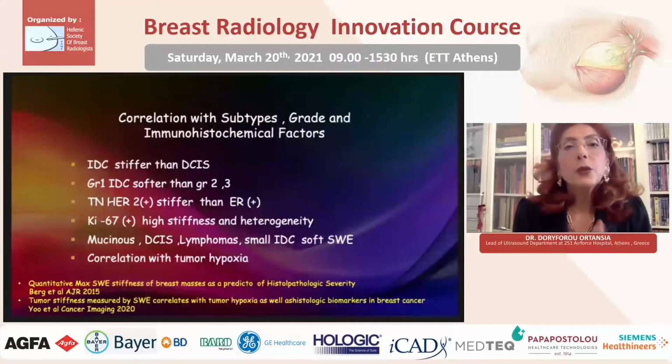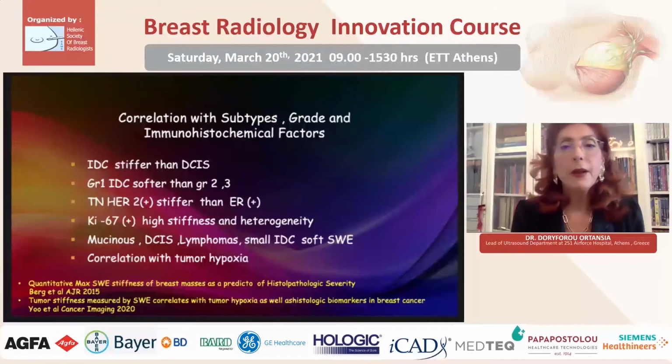So what is the correlation with subtypes, grade, and other important factors? Just to remind you, estrogen and progesterone receptors are useful markers in hormone therapy, and HER2 growth factor is a valuable predictor of response to trastuzumab, which is the monoclonal antibody against HER2 receptors. Ki67 is another factor associated with cell proliferation, known as a poor prognostic factor.